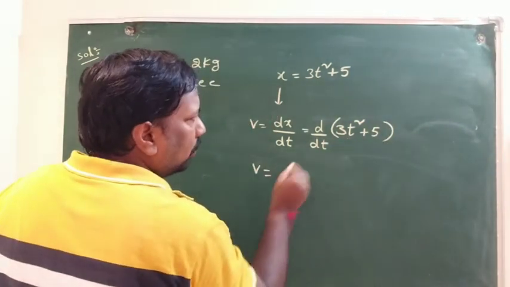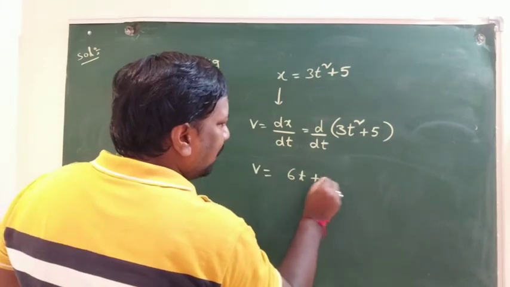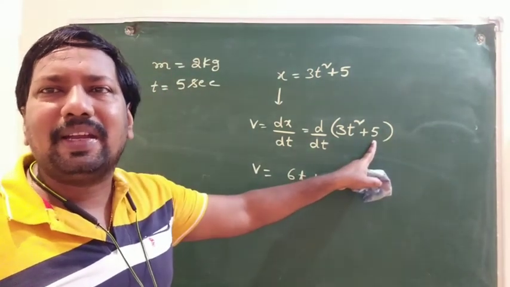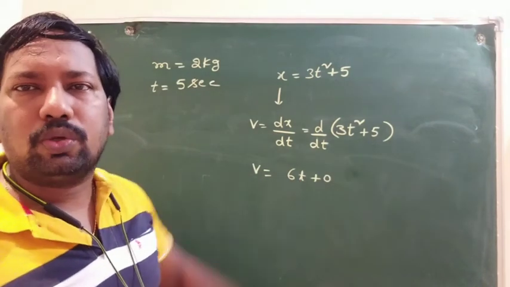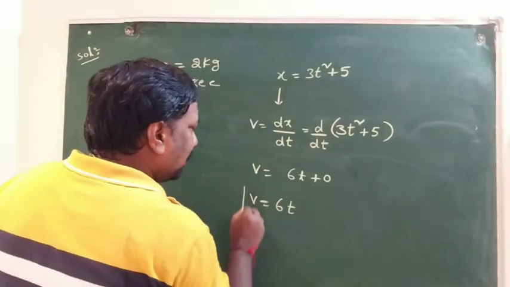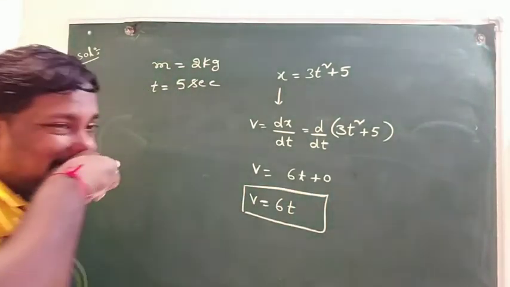So v = 6t + 0. Why? Because d/dt of 5, a constant, is 0. Therefore v = 6t.